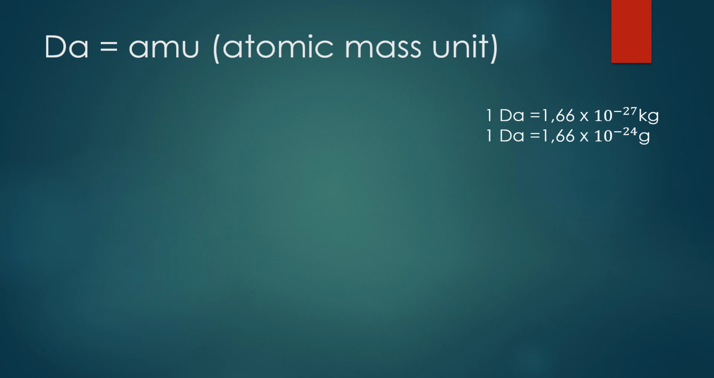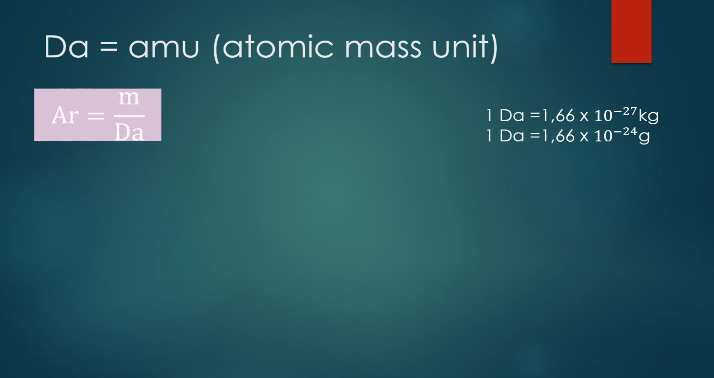So AMU or Da, Dalton, they are basically the same thing, meaning atomic mass unit. 1 Dalton is equal to 1.66 times 10 to the power minus 27 kilogram, or we can also say 1.66 times 10 to the power minus 24 grams.